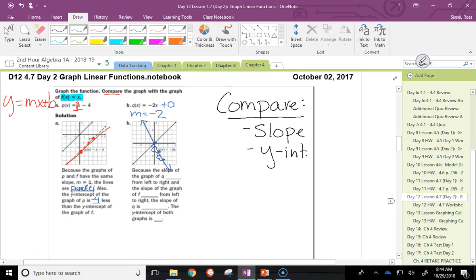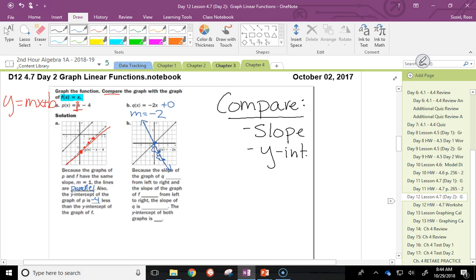What's different? So what are we comparing? What are the two things we need to compare? It's on the board. Slope and y-intercept. So are the slopes the same? Yes. Wait. On B, no. Yes, no, they're not.